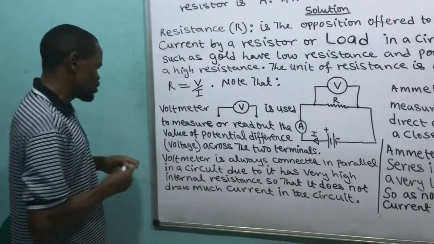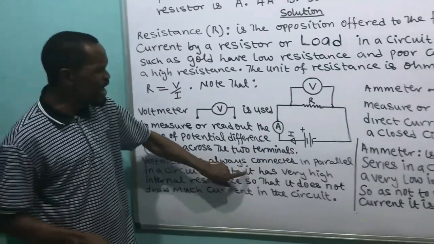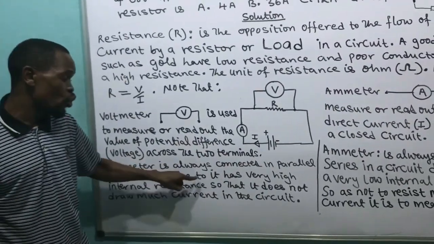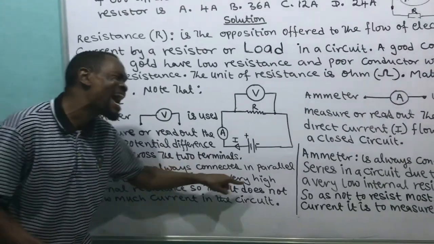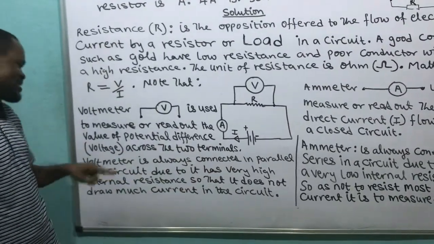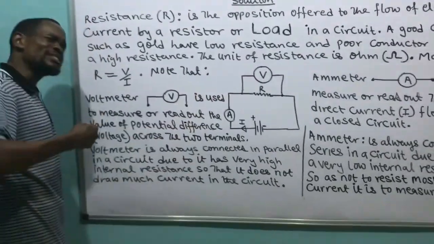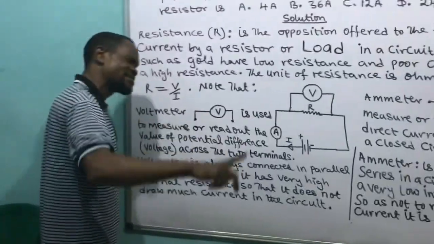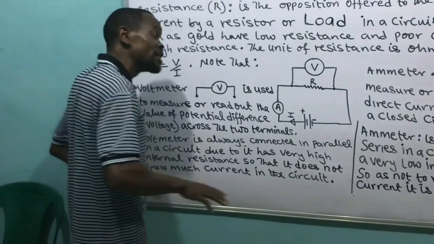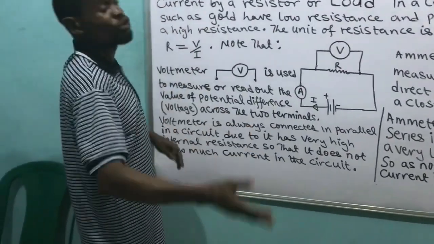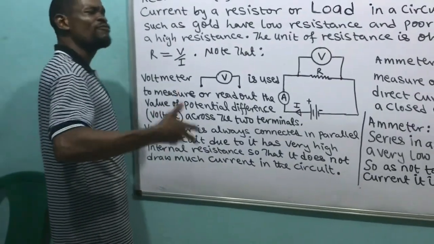Then we come back to say voltmeter is always connected in parallel in a circuit due to its very high internal resistance. Why are we connecting it in parallel? Because it has very high internal resistance. If we connect it in series, it will consume the current, the voltage you want it to read out. So it will give you an error.